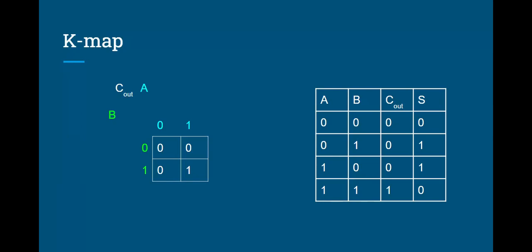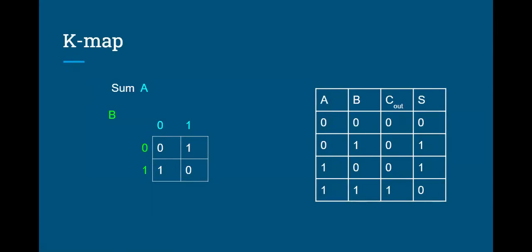Here is the carry out loaded into a K-map. And you can see that there's only 1, 1 to be circled. And so there it is. And we recognize for that circle that A is 1 and B is also 1. So our result is AB.